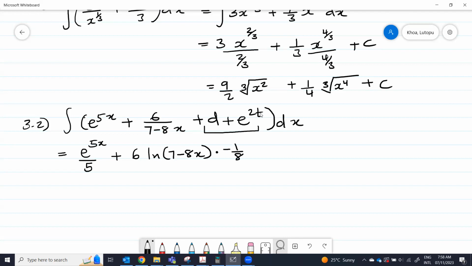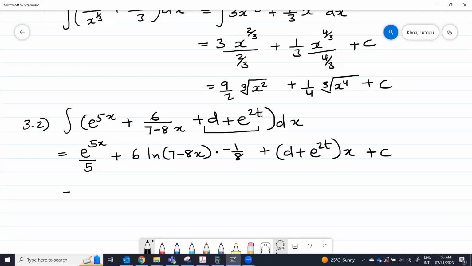Again, from the table, you need to remember how to integrate according to the table. And we say this is a constant. Why is it a constant? There's no x, so you can write it as d plus e to the power of 2t times x, and then don't forget your c.